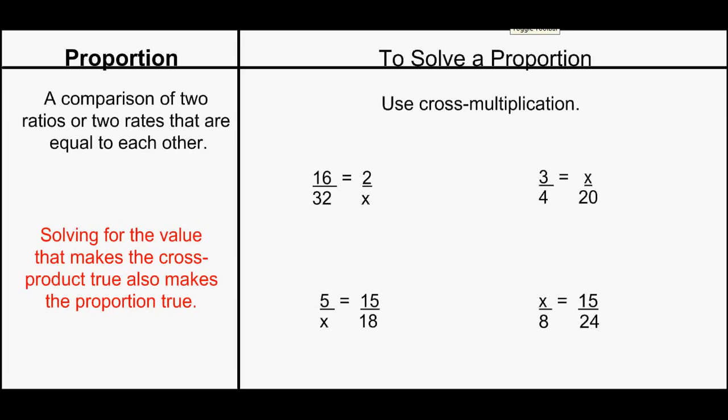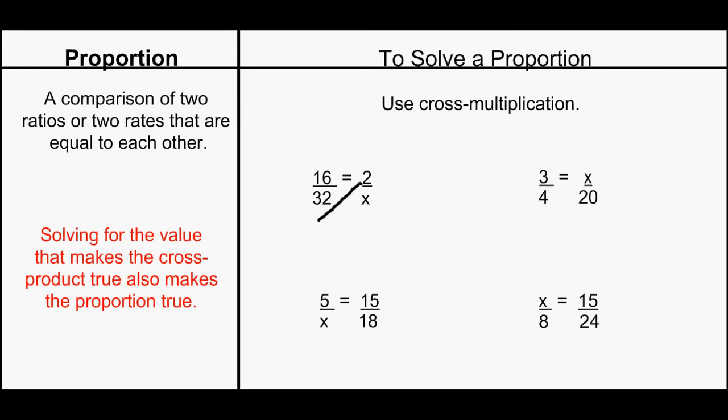Here, we would like to find the value that is missing in each proportion. In order to make the two fractions represent a proportion, they must be equal. So what we will do is use cross multiplication and solve for the value of x. The value of x that makes the cross product true will also make the proportion true.